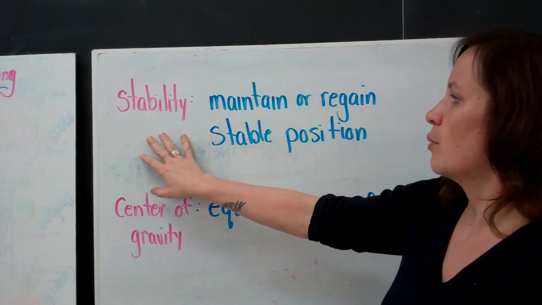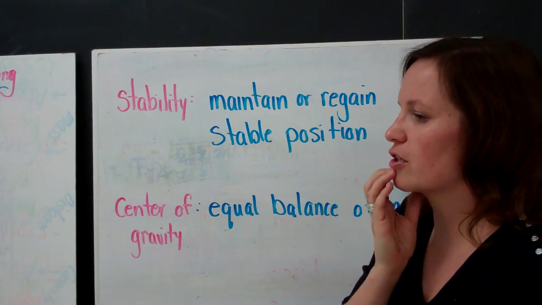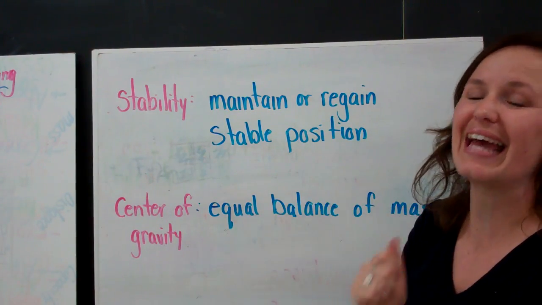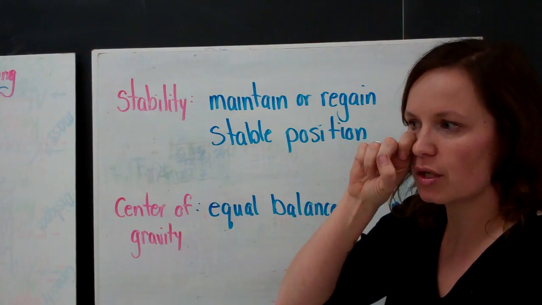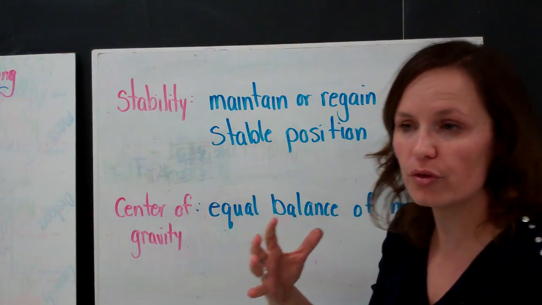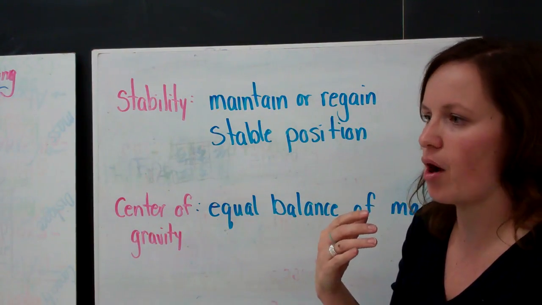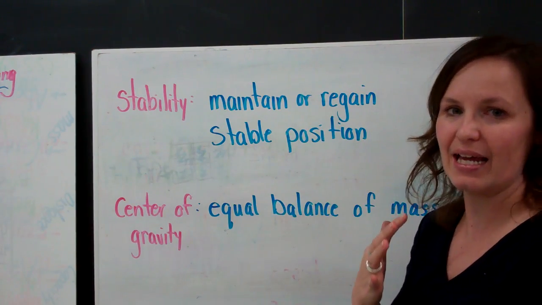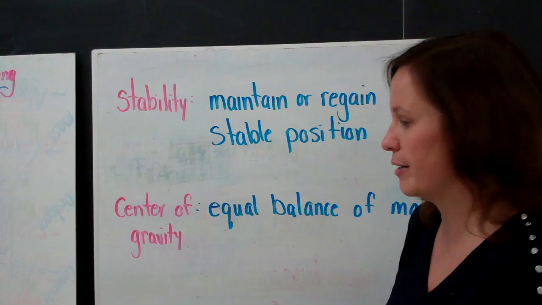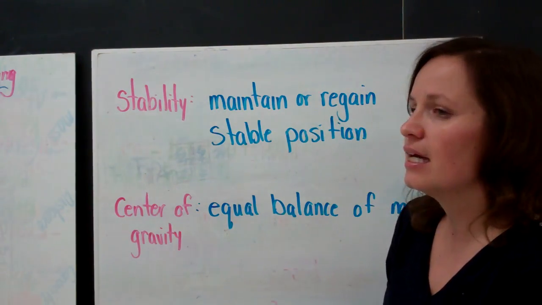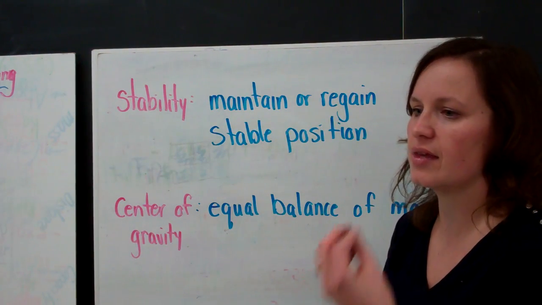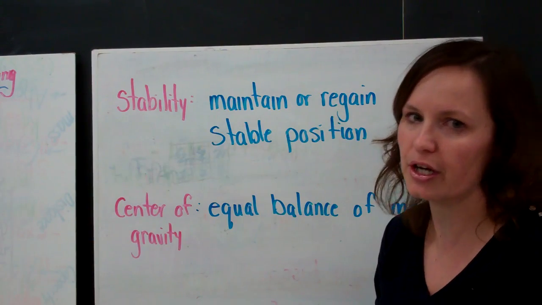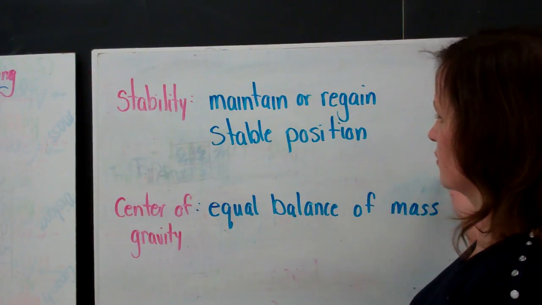When we talk about stability, it's a structure's ability to maintain or regain a stable position. Structures do move with dynamic forces that act upon them and applied forces that act upon them. But stability is their ability to regain a stable position and maintain it. Center of gravity. That's the point where the mass is equally distributed in all directions.